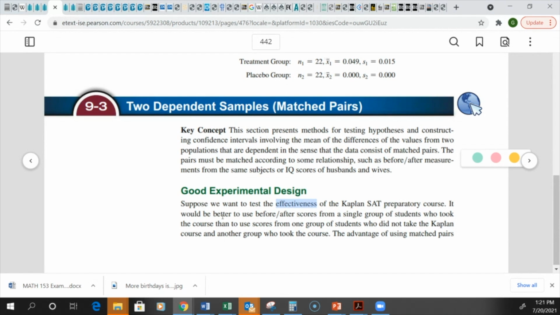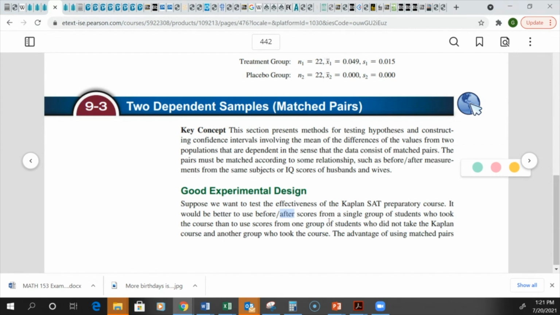And if the Kaplan students' sample has a higher mean, then you say, oh, this seems to be effective. A better way, so here's the better way, use before and after scores. Let someone take the test and then put them through the prep course and then have them take the test again and see how much their scores improved. And before and after, they argue, is better.